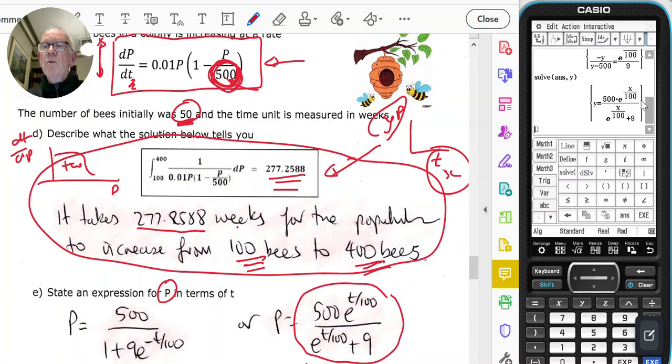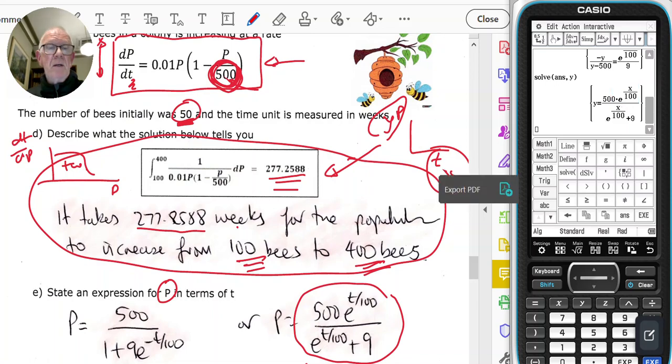Now, I could divide everything by e to the x on 100. That would become 500 on the top. Divide that by e to the x on 100. That becomes 1. And then 9 divided by e to the x on 100 becomes this. What would that look like? It would look like this.